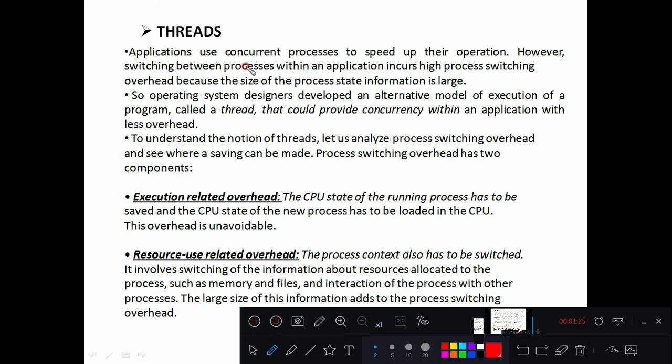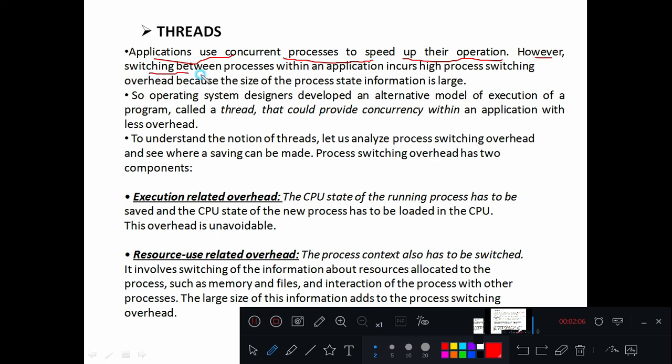So on a similar basis, we are going to discuss this thread, right? And we are going to see what are the differences between threads and process, or what are the differences between creation of a child process or creation of a thread. Applications use concurrent processes to speed up their operation. So when a complex task is divided into a number of simple tasks, these simple tasks are handled by child processes, which will speed up the execution of that particular complex process, right?